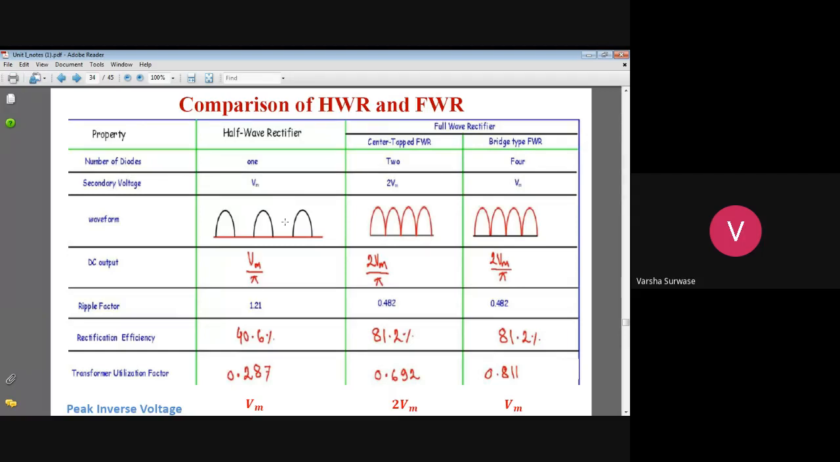The half wave rectifier conducts only for 1 half cycle, and for the full wave bridge rectifier, you will get positive voltage for both the half cycles, positive as well as negative. Now see the DC output voltage. DC output voltage is Vm divided by pi for the half wave rectifier, and for the full wave rectifier it is 2 Vm divided by pi.